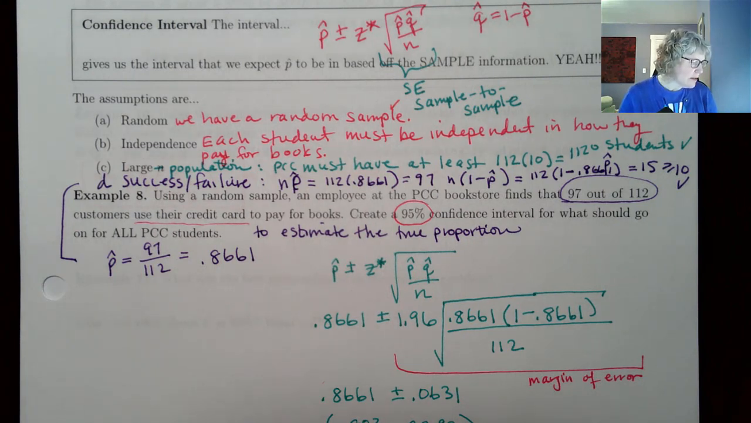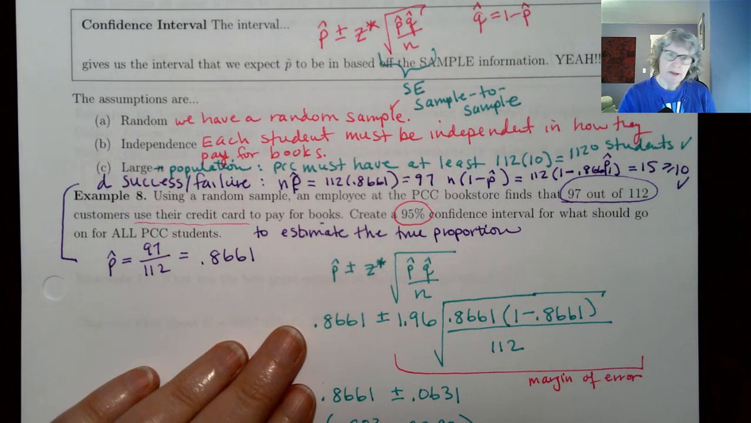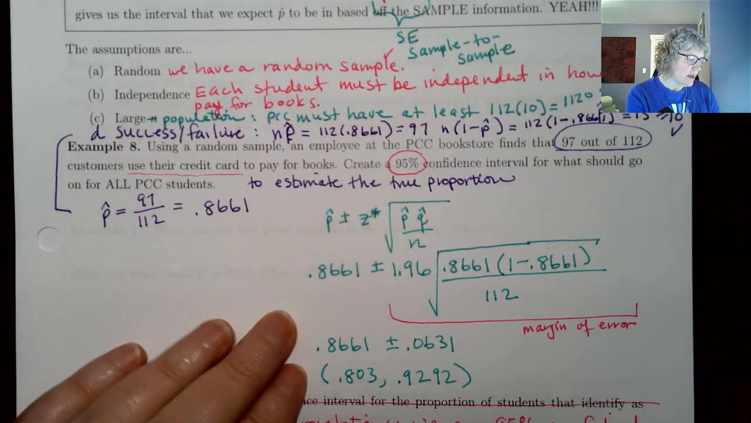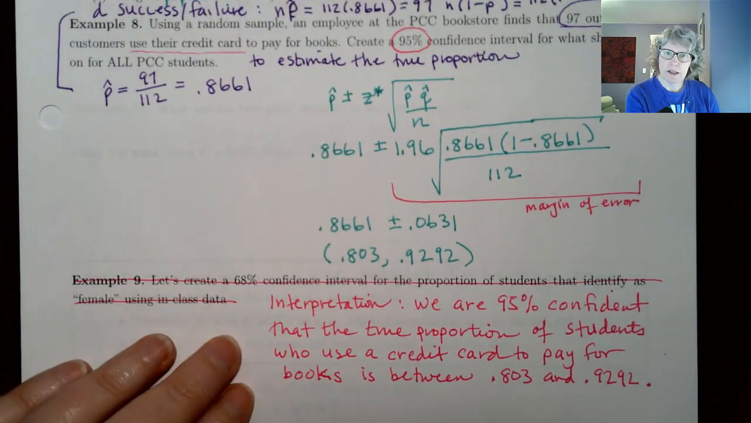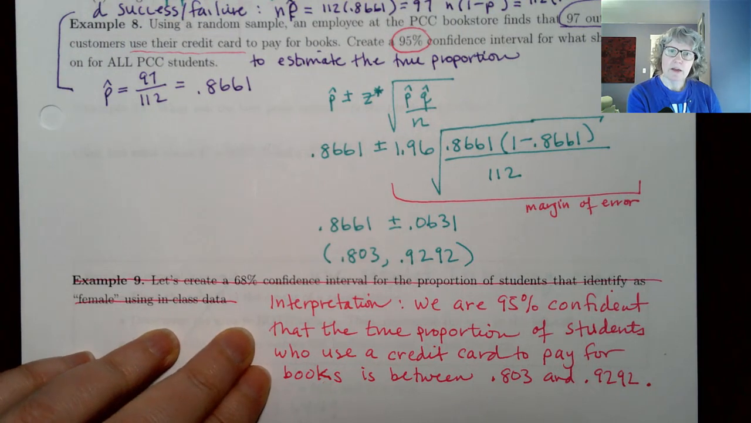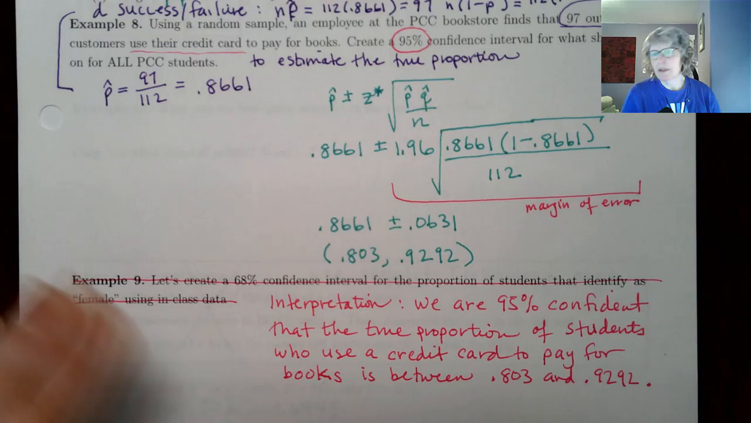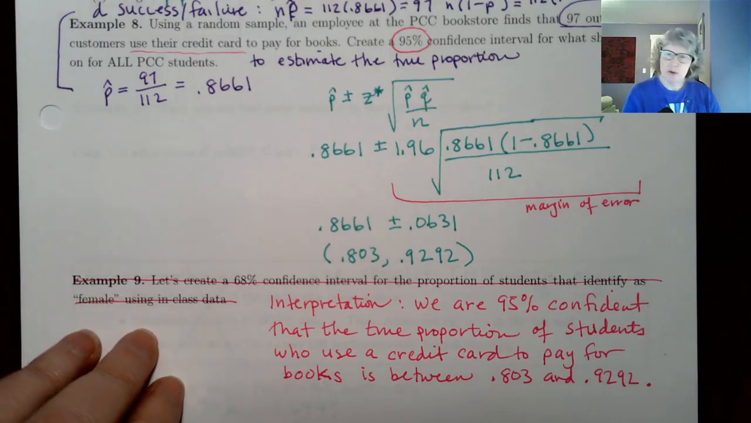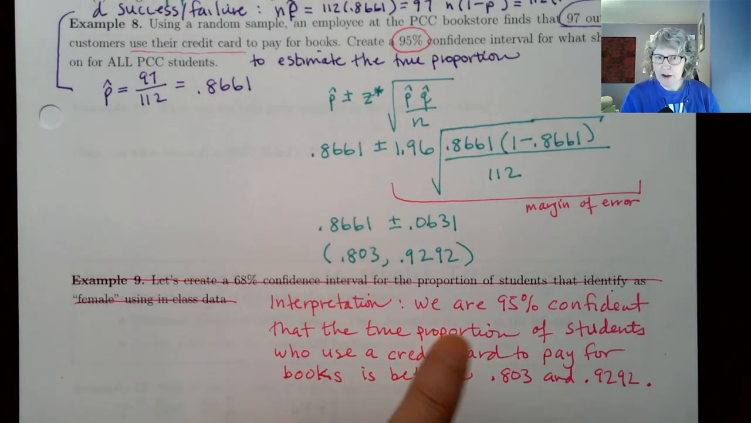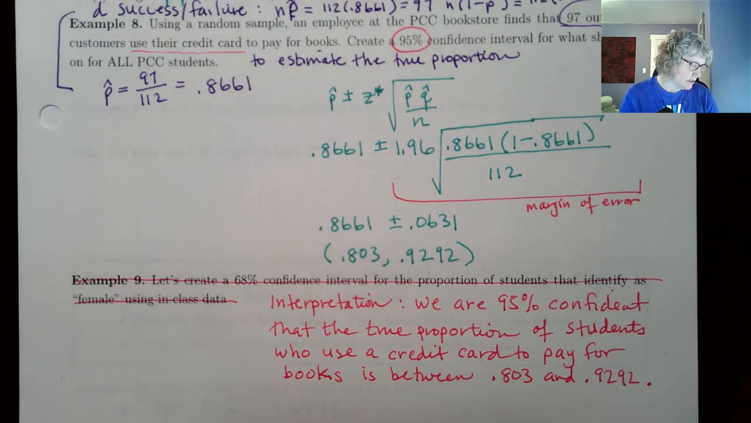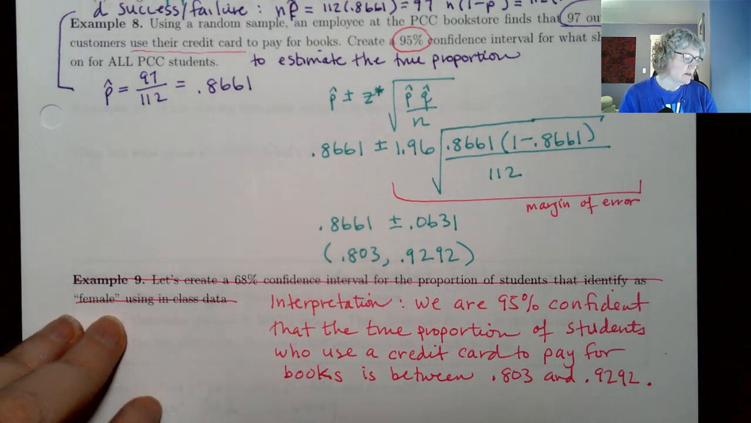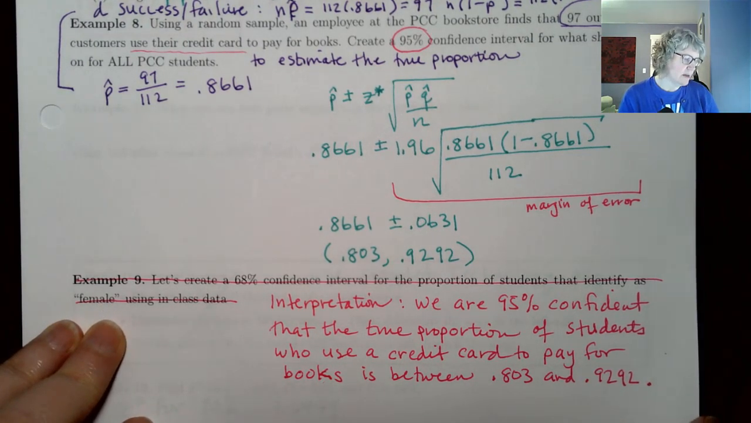Okay, so that's one example of writing out the conditions, and then we use the formula to calculate the confidence interval and write the interpretation, okay? Very specific wording for the interpretation of a confidence interval. There's a few variations here and there, but we've got to have true proportion between this and this, and then the confidence level, okay?